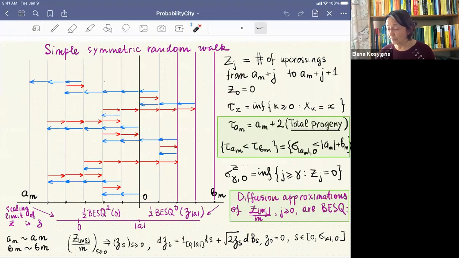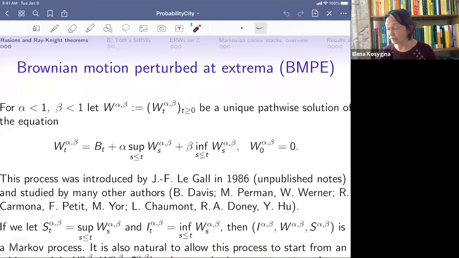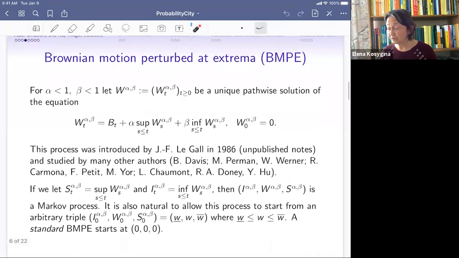But we will be interested not in the simple symmetric random walk, which scaled converges to Brownian motion, but in a different limiting process, Brownian motion perturbed at extrema. Brownian motion perturbed at extrema has two parameters, alpha and beta. Both of them should be less than 1, and it is defined and exists as a unique pathwise solution of this equation. So alpha is in front of the supremum and beta in front of the infimum, and the standard Brownian motion perturbed at extrema starts at 0.